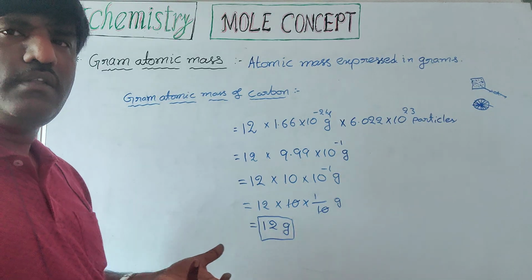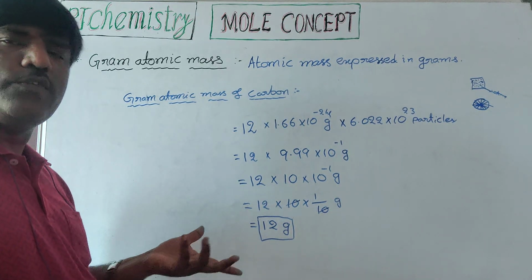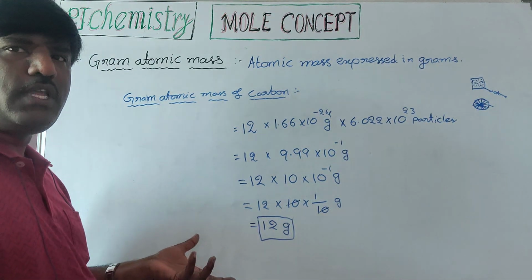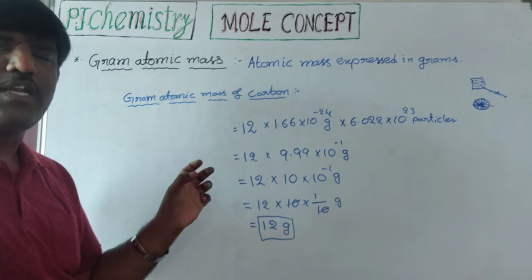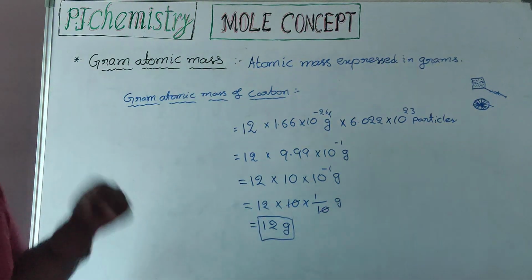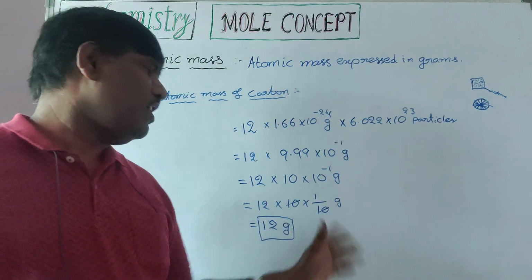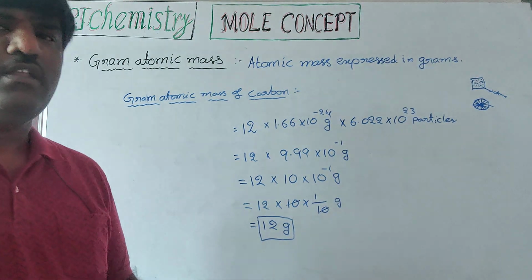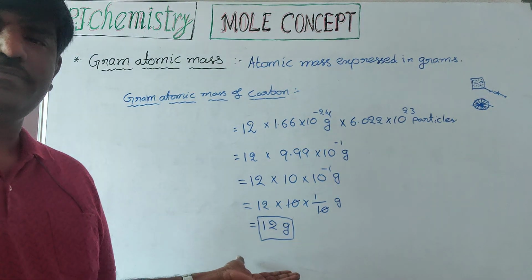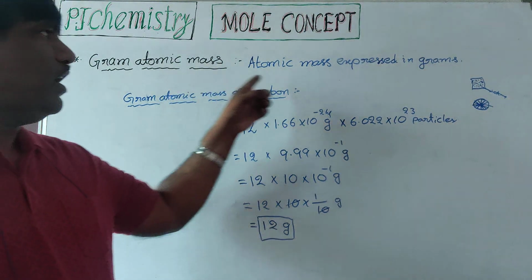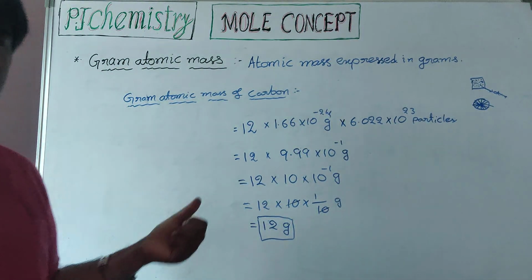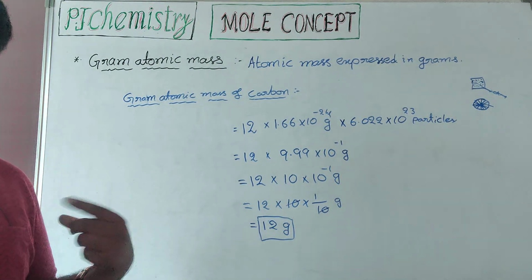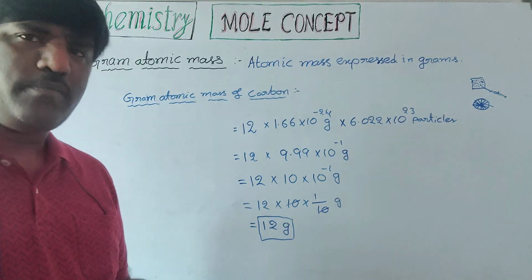Okay. Sodium 23 grams. Calcium, its mass number is 40 grams. Like this for every element, same calculation. So instead of calculating all this directly, we express it directly in grams, because finally we get 12 grams. That is what atomic mass expressed in grams is. Whatever atomic mass or relative atomic mass you got, if you express it in grams, that is gram atomic mass.